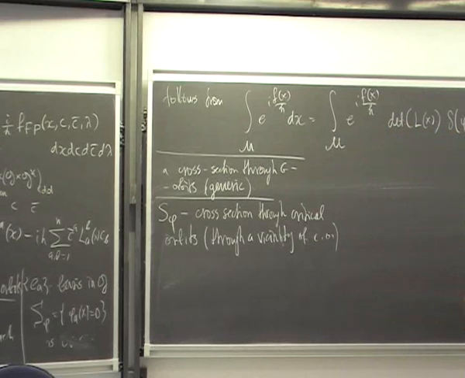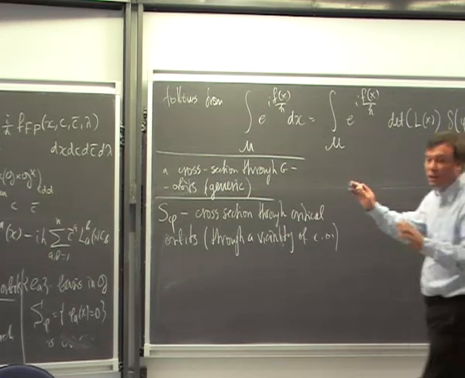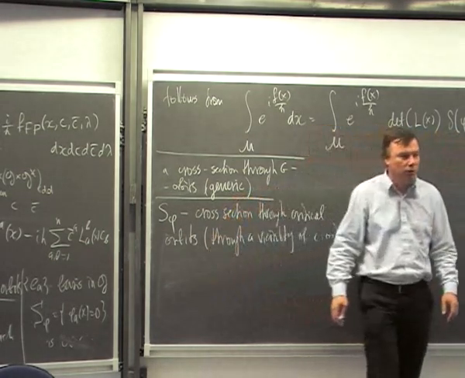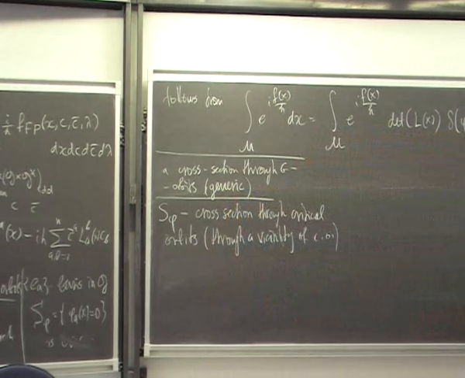And I guess it doesn't matter how wild the action is away from the critical orbits. No, absolutely. For the asymptotical expansion, it's not important. So first you localize the integral, and after that you reformulate it in terms of slice and so on.